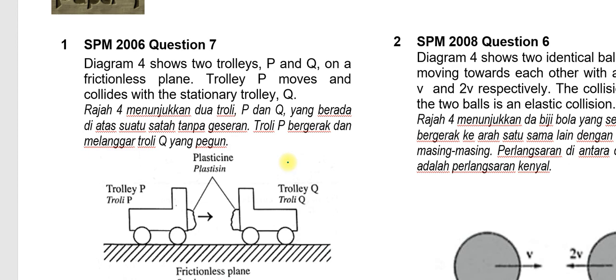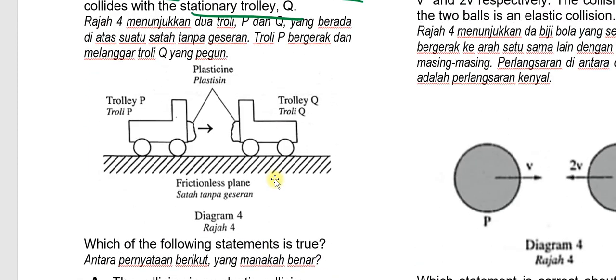Diagram 4 shows two trolleys P and Q on a frictionless plane, no friction. Trolley P moves and collides with stationary trolley Q. You can observe there is a plasticine there, so after the impact they are going to combine together. When they combine together, is it elastic or inelastic? Yes, it is inelastic. When you combine together, it sticks together and they will go with one common velocity. Alright.